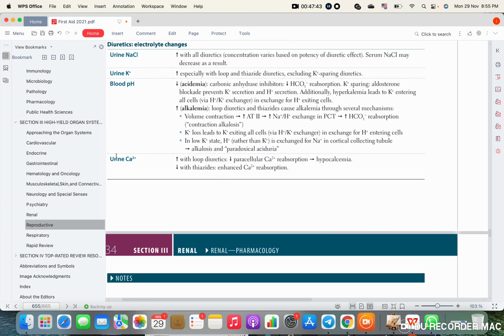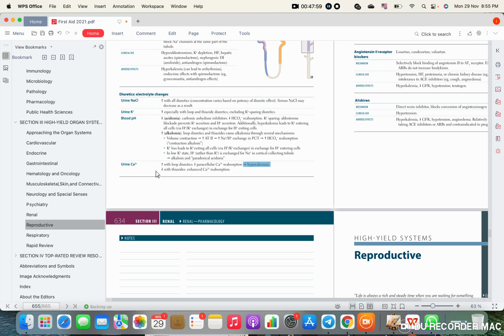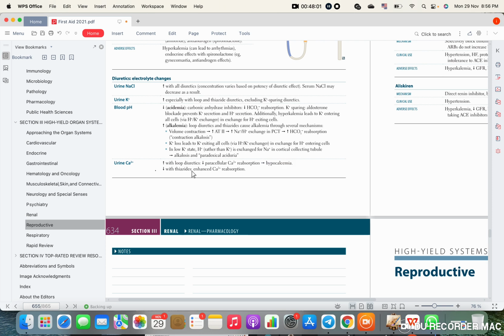Okay, the last thing, the urine calcium. It will be higher with loop diuretics because it decreases the paracellular calcium reabsorption. Thus, you will have hypocalcemia in the blood, but in the urine, the calcium will be really high. Finally, with thiazide, there will be an enhanced calcium reabsorption. So if you use thiazide, you will have more reabsorption of calcium.